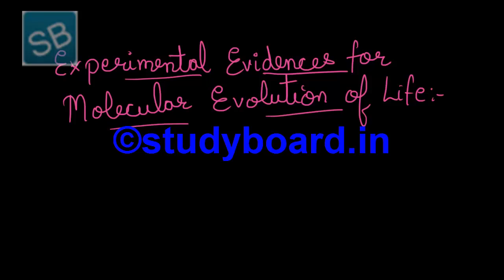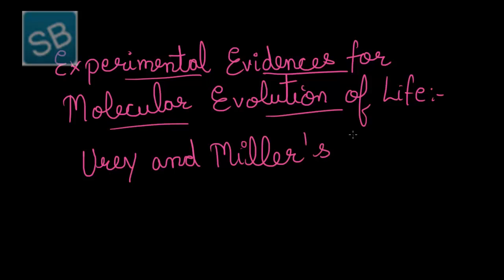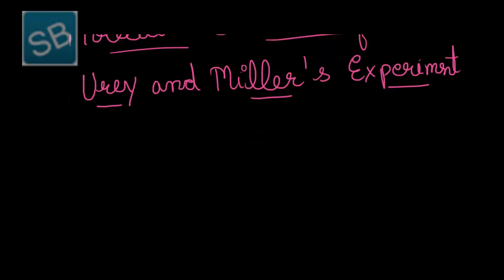Now, after studying the concept of the molecular evolution of life, it was necessary to provide experimental evidence or proof that the molecular evolution of life theory was true. The molecular evolution of life is supported by a number of laboratory experiments performed by different scientists, of which the most famous and trustworthy was Urey and Miller's experiment. As said, Urey and Miller were the scientists who proposed experimental evidence to prove the molecular evolution of life as correct.